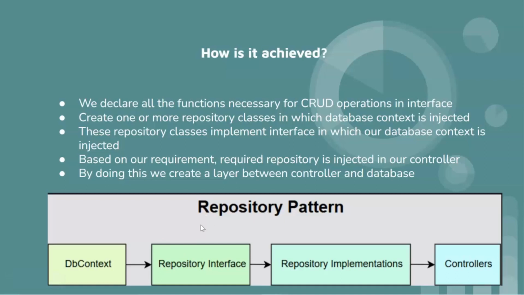Now this is how our repository pattern is going to look. This is the DB context that is going to speak to the database. Here our repository interface, and the repository class will implement the repository interface, and the repository class is going to speak to the controller. So our controllers are not going to be connected directly to the database. There will be a layer of repository class that's going to do that work. Let's do it. Let's see this in action.